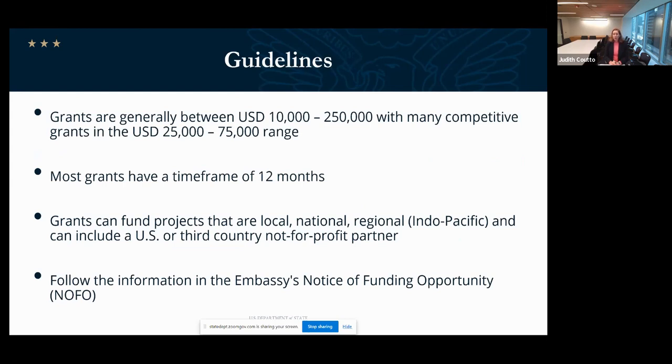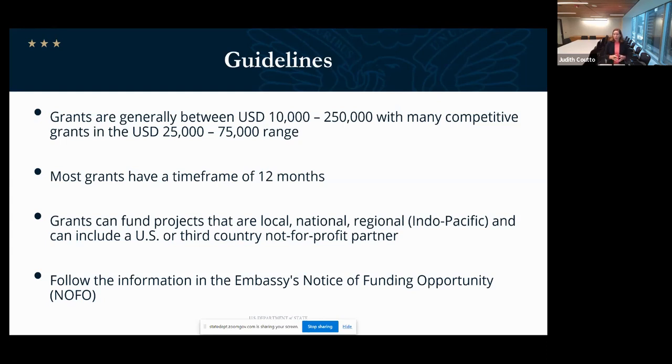Generally, our grants are between $10,000 and $250,000. I know that's a pretty broad range, but most of the grants we fund are in the $25,000 to $75,000 range. We don't determine the basis of the grant by the dollar amount. We start with the concept.